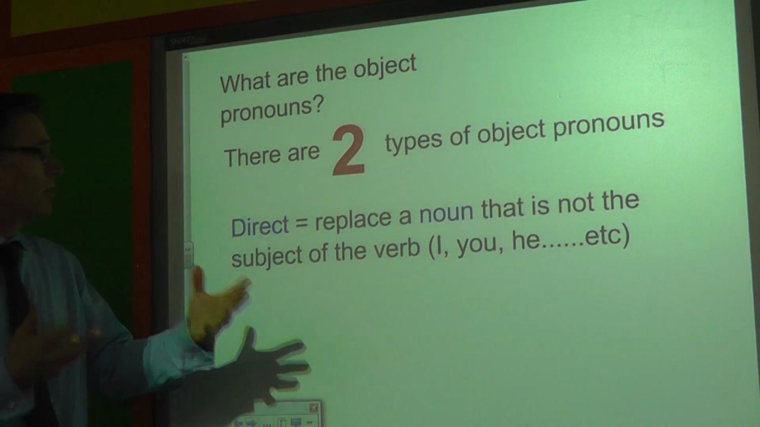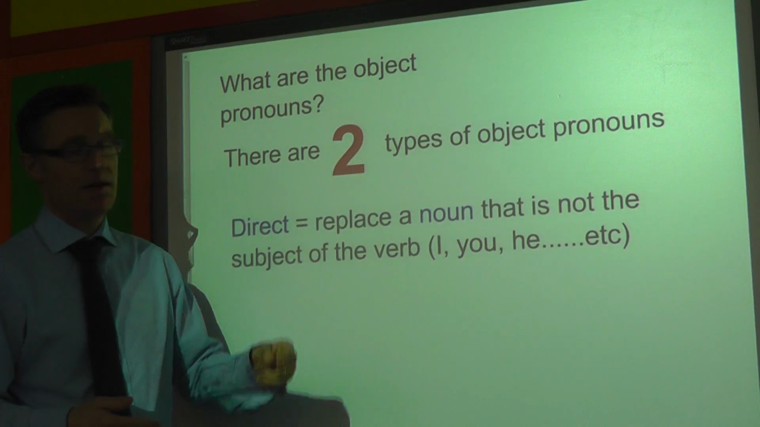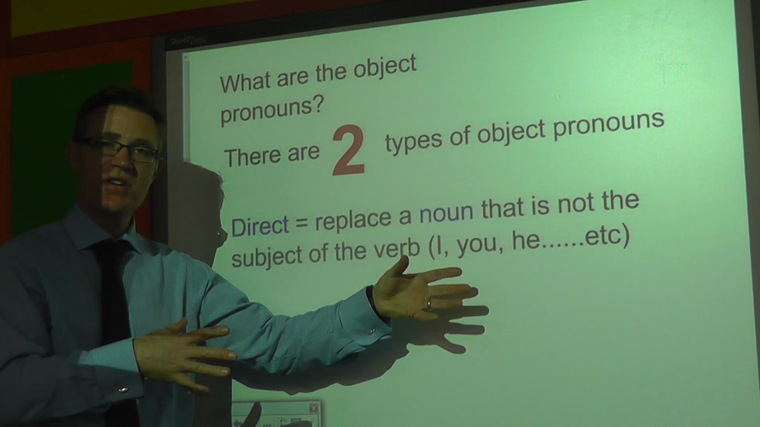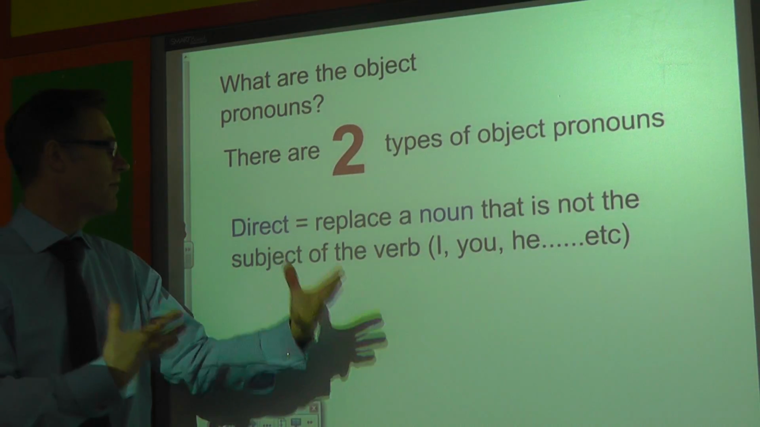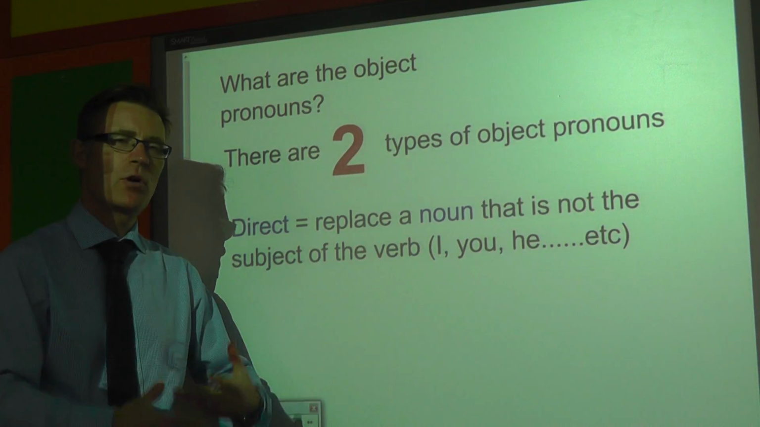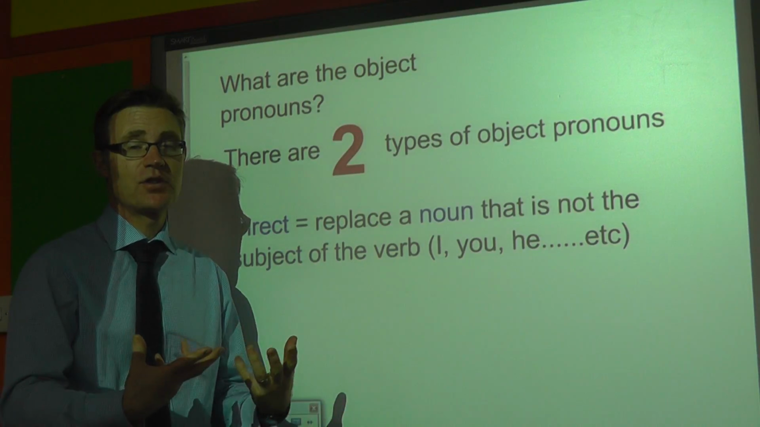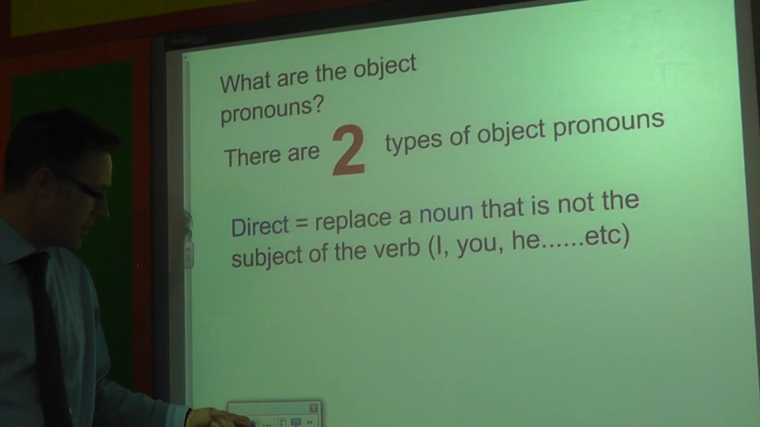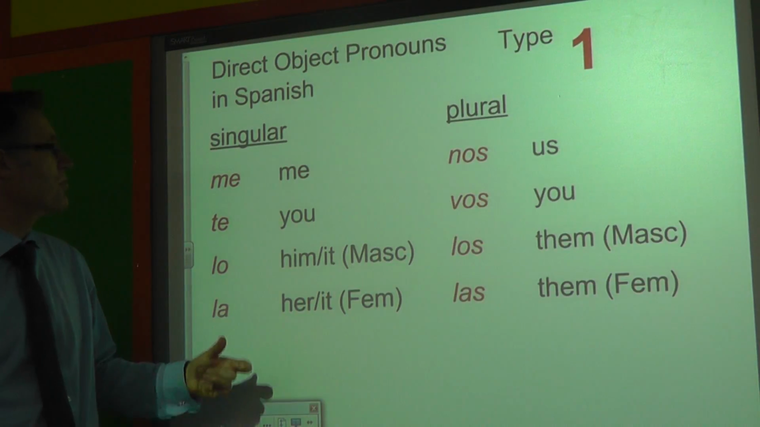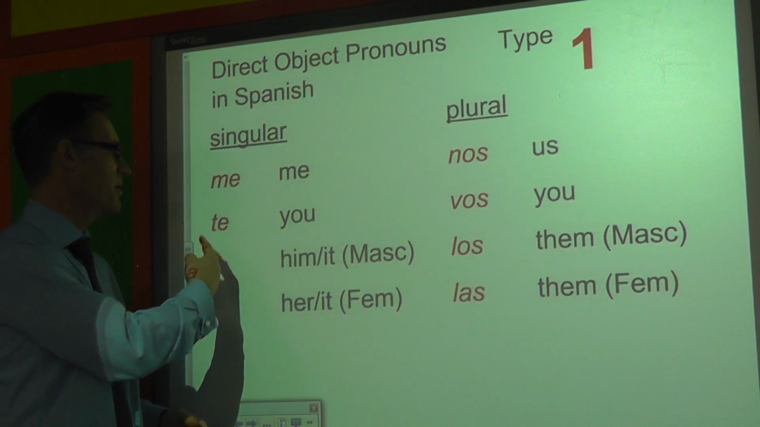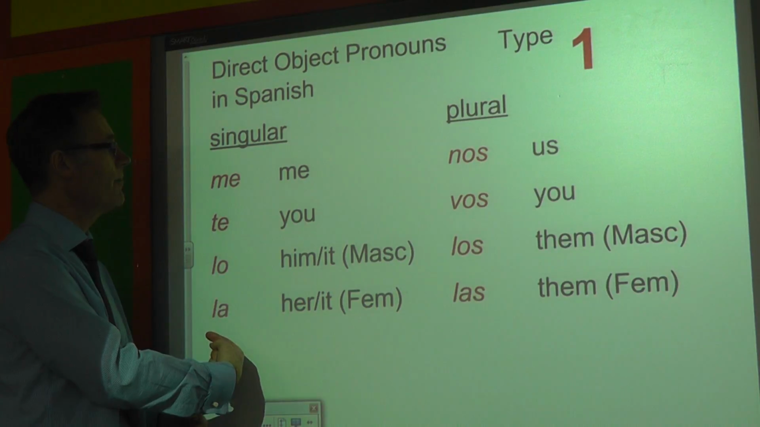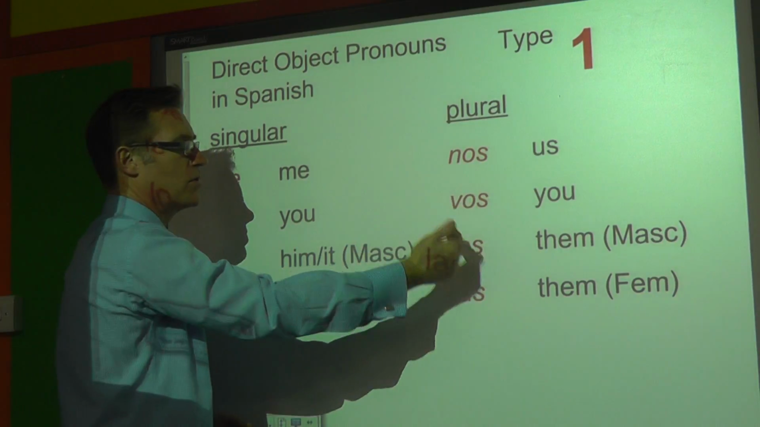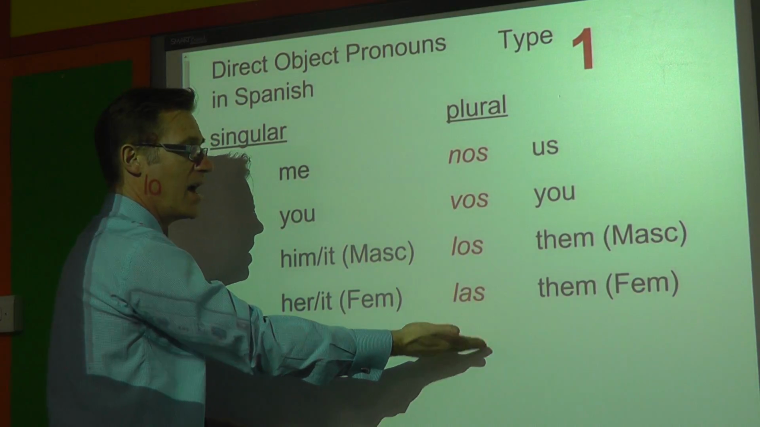There are two types of object pronoun: direct and indirect. We'll look at the direct ones first, and they essentially replace a noun that is not the subject of the verb. What we're trying to do is to be more efficient with our use of language and communicate more effectively. So let's have a look at those direct object pronouns. Singular ones are me, te, lo and la: me, you, him, it, her, it. And then the plural equivalents: nos, vos, los, and las.